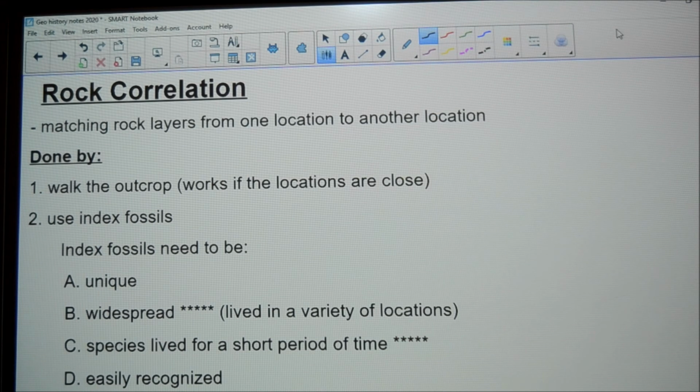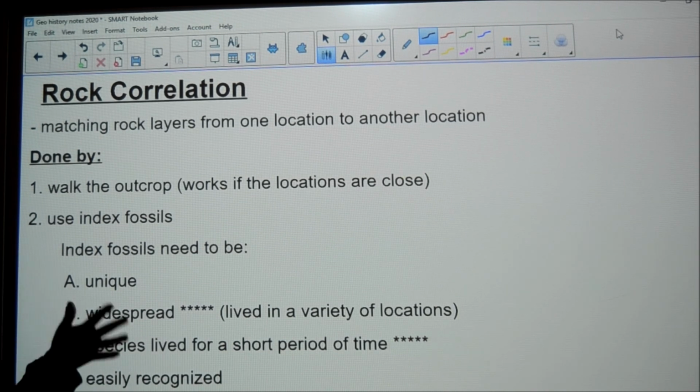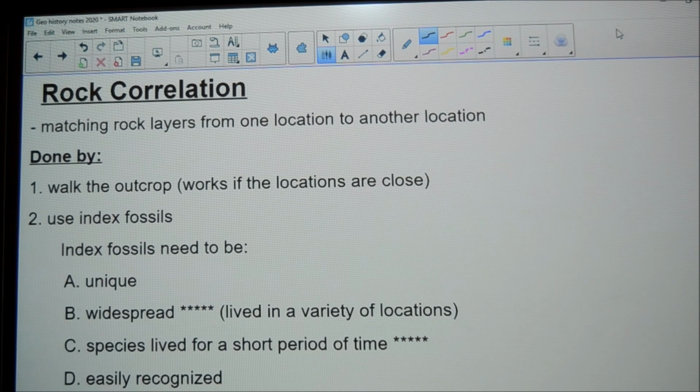One way you could do it is you could actually walk the outcrop. So you're walking along, if I have you come out on 81 in Nedrow, follow the shale from 81 in Nedrow through Syracuse, that one is close enough that you could actually do that. You will not want to walk the outcrop if I'm asking you to do it from Watertown to Binghamton, because you're going to lose that rock outcrop. It's not going to be all along 81 exposed.